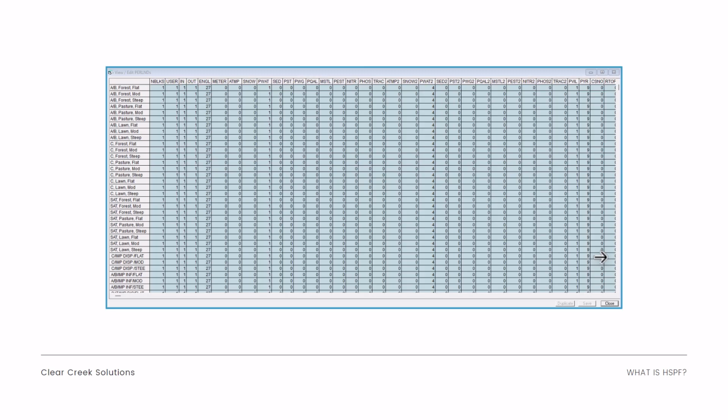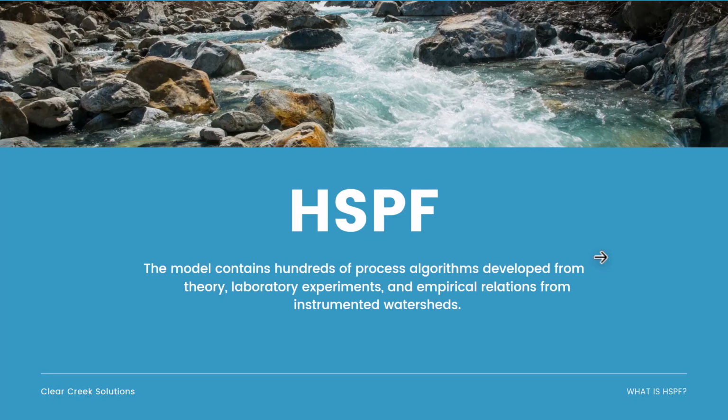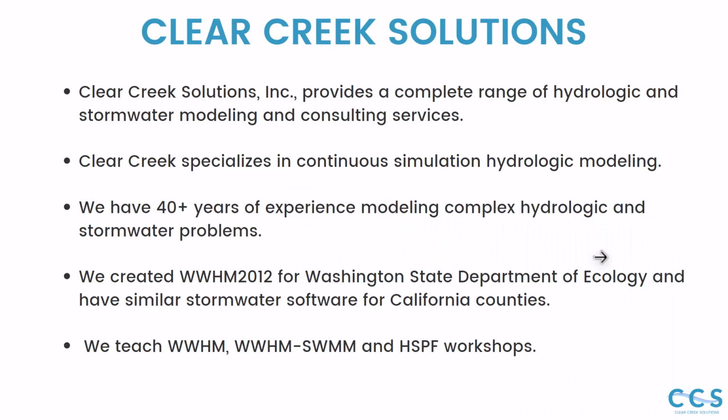Things like PERLNDs, which are included in HSPF UCI files, are included in WWHM 2012, but are predetermined based on the jurisdiction the software is in, so the user doesn't have to tamper with these functions, but are very important when it comes to HSPF. You can just see the number of PERLND values that are included here. So HSPF has been integrated into continuous simulation software such as WWHM 2012, WWHM-SWMM, BAM 2023, and many others. And due to its complex use, these software packages have become effective applications of HSPF. And the model contains hundreds of process algorithms developed from theory, laboratory experiments, and empirical relations from instrumented watersheds.